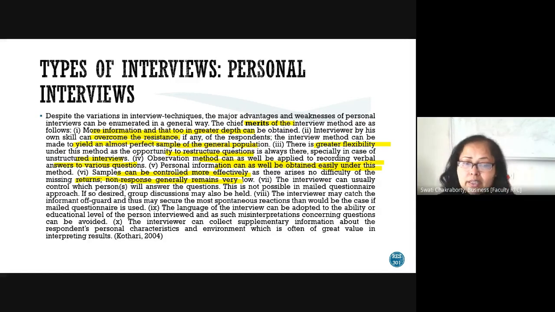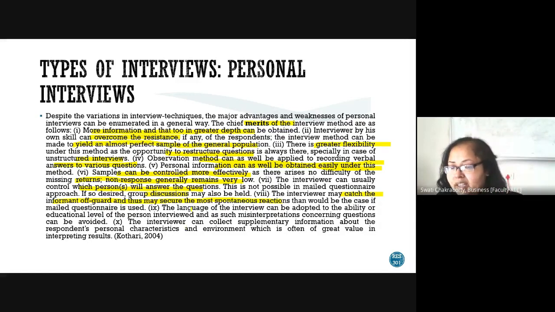You have total control. As an interviewer, you can usually control which person will answer questions, which is not possible in the case of a mailed questionnaire, right? So if needed, group discussion can also be held. You as an interviewer can catch your respondent off guard and secure more spontaneous reactions than would be the case if you are sending mailed questionnaires, so you do not get to know the reactions.